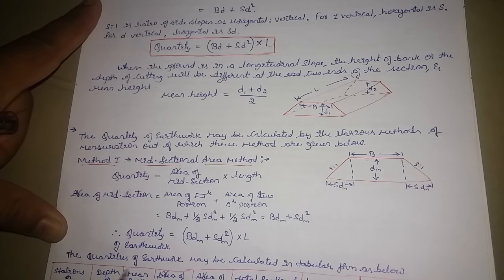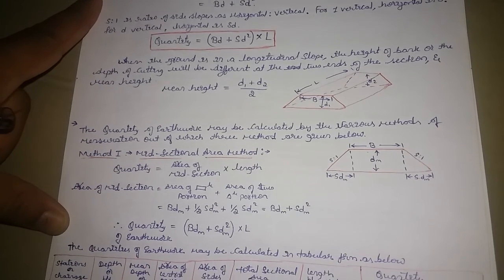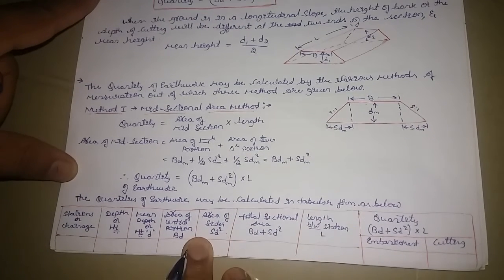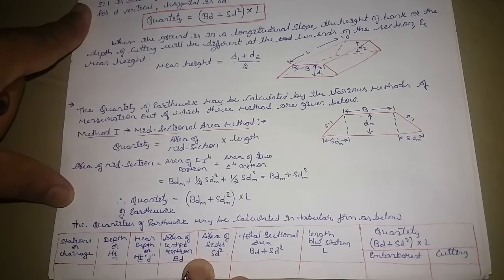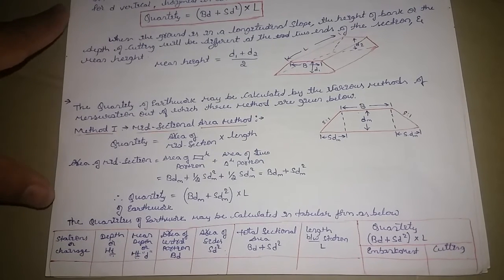The same we are finding. Therefore, the quantity of the earthwork is equal to (BDM plus SDM square) into L. That is the same we found. But the quantity of the earthwork may be calculated in tabular form as below. In this method, we have to find the quantity of the earthwork by following a certain tabular column.